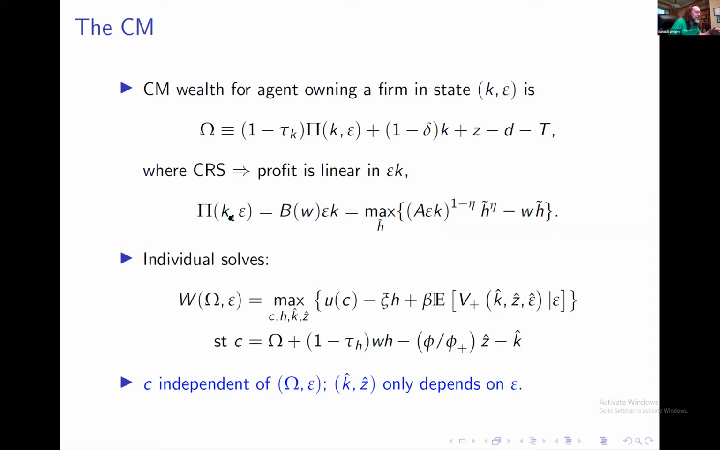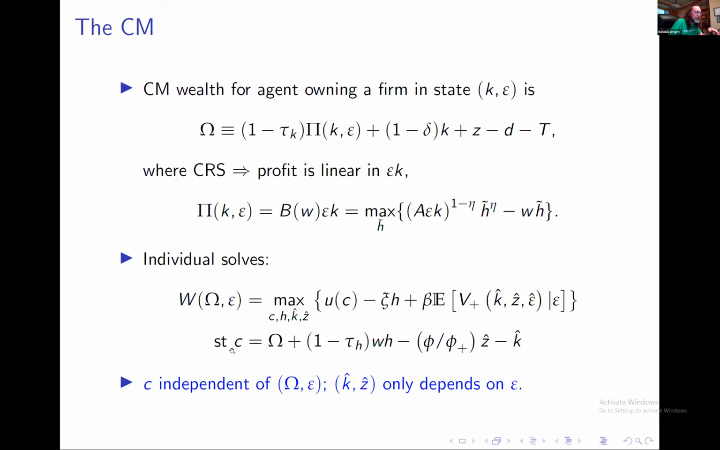So there's going to be a labor demand, and labor markets here are frictionless, and that's going to generate your profits. Given that, the individual, call it a household who owns a firm or call it a firm, it doesn't really matter here, maximizes utility of consumption minus the disutility of work plus the continuation value, which is random because the shock epsilon hat is going to occur after the centralized trading closes. And in general, it's not IID, so you must condition it on the current shock. And here's your budget constraint.